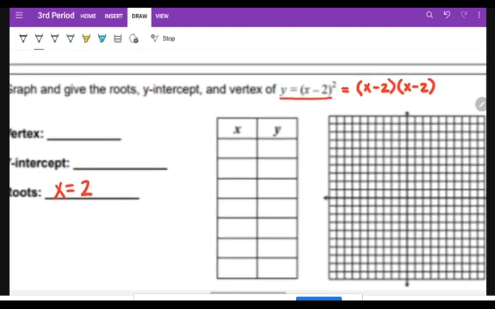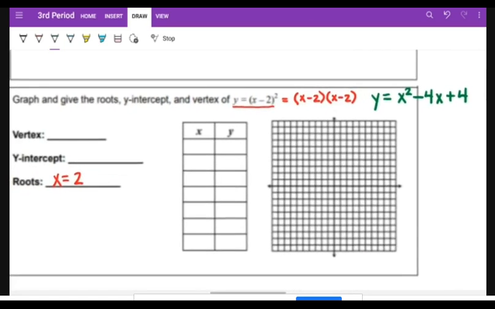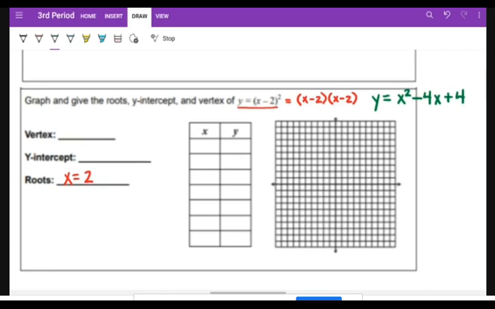Now we need to convert it into standard form in order to find the vertex and the y-intercept. So our standard form, after you draw your rectangle and do all your multiplication, you're going to get x squared minus 4x plus 4. So double check your signs. Make sure you got the same thing I did. And that means our A, our B, and our C are 1, -4, and 4.